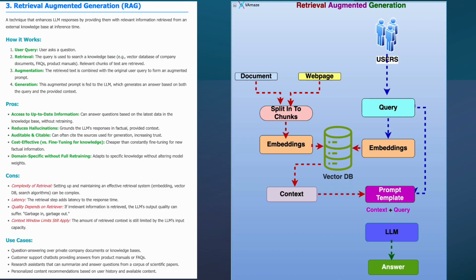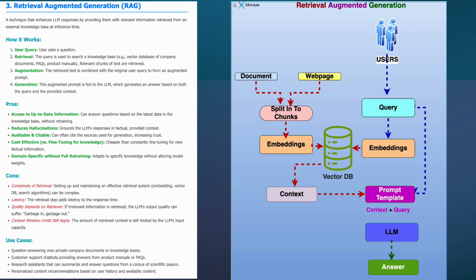It gives LLMs access to up-to-date information because the knowledge base can be updated independently of the model. This, in turn, significantly reduces hallucinations, as the LLM's responses are grounded in factual, provided context. Responses can also be auditable and citable, as you can often trace back the information to its source in the knowledge base, which increases trust. Compared to constantly fine-tuning for new factual information, RAG is generally more cost-effective, and it allows for domain-specific responses without full retraining of the LLM itself.